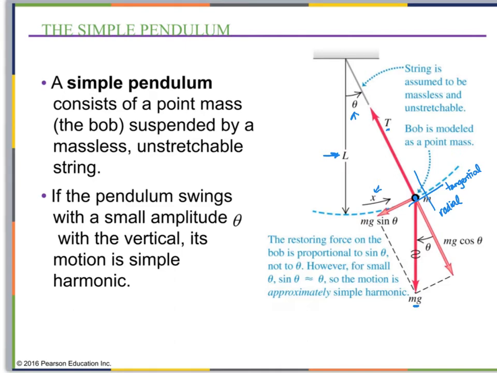then also tangential. Now the tension is strictly in the radial direction, goes in towards the center, but the weight actually has two components, and so mg cosine theta is going to be the radial component of weight, and mg sine theta is going to be the tangential component of weight.